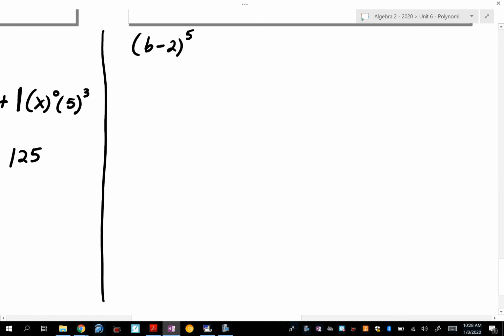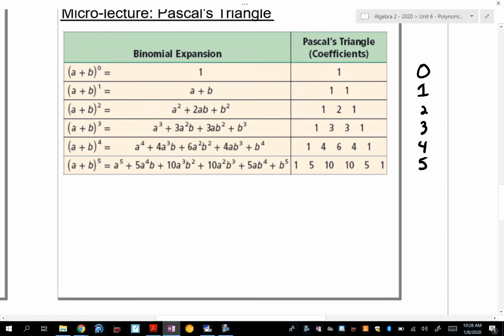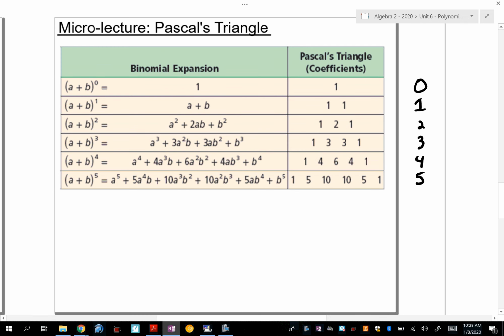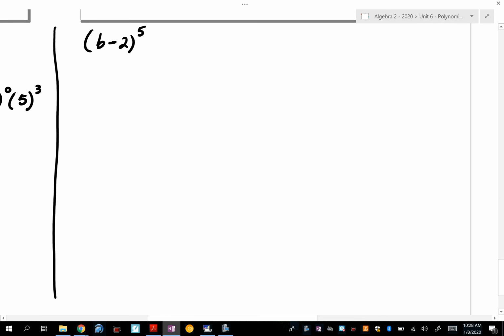Okay? So I'm going to go up to the triangle, and I'm looking for row 5. All right? Because it's to the 5th power. So row 5, what are the numbers I'm going to write? All right, here we go. Write small. 1, 5, 10, 10.